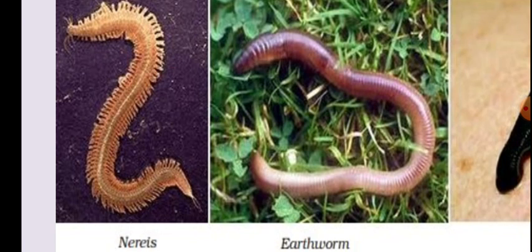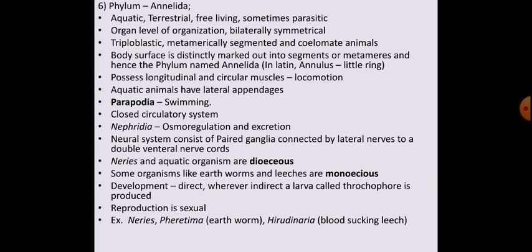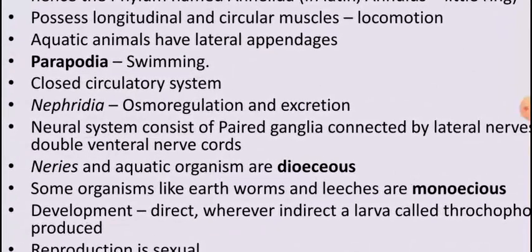Closed circulatory system, a heart where blood will travel through the closed circulatory system, heart and arteries. Then nephridia help in osmoregulation and excretion. They have an excretory organ. The organisms belonging to phylum Annelida will have an excretory organ called nephridia, which help in absorption of water and removal of waste.